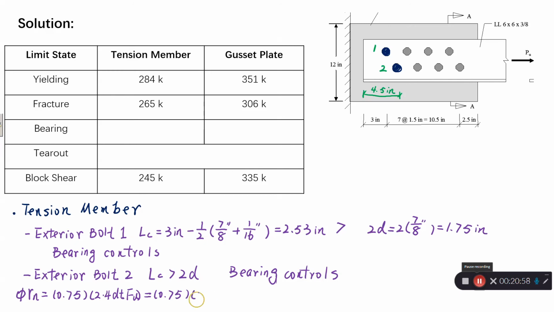So it's equal to 2.4, and d is 7/8, and t is 3/8. And the Fu is 50 KSI, equals 34.26 kips per bolt. Remember, that's just for one bolt.